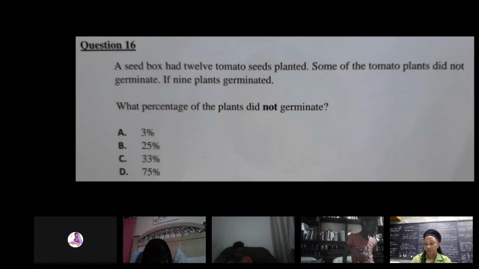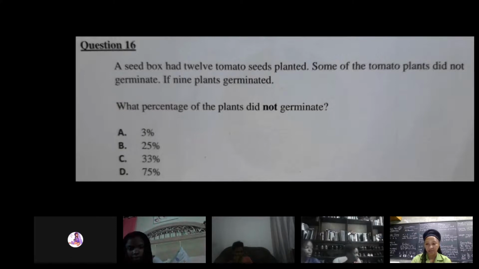So 9 plants germinated. They want the percentage of plants that did not germinate. So back to the drawing board. Does anyone else have any ideas? Miss, I got B, 25%. How did you read that, John? Go ahead.